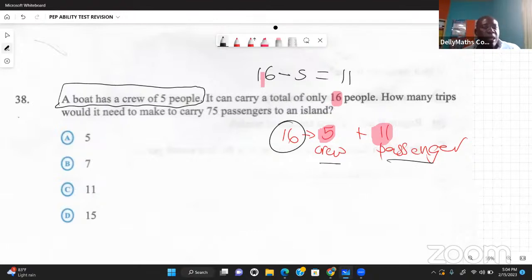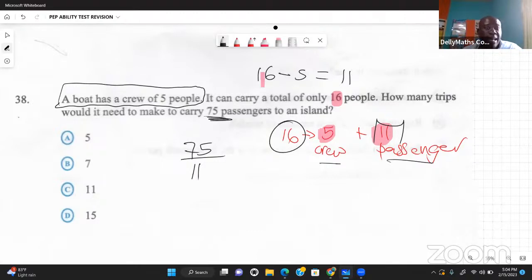So now the thing is, if you have 75 passengers, how many trips do you think you're going to have to make? You can only carry 11 at a time. So what you want to do is divide. One thing you could do is use 11 to your advantage: put 11 into 75.